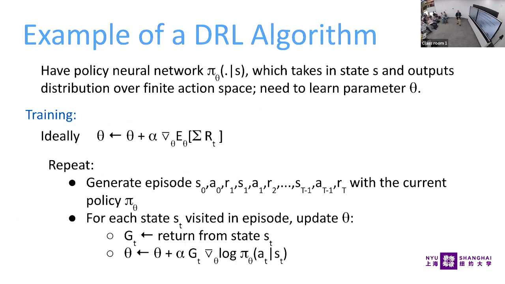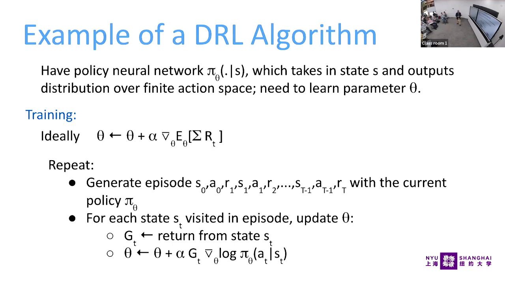All right, so what is an example of a deep reinforcement learning algorithm? This is one of the more basic, well-known algorithms. I'm just going to review it just to get the notation here. This is the so-called policy gradient algorithm. It's been around for a long time, and how does it work?